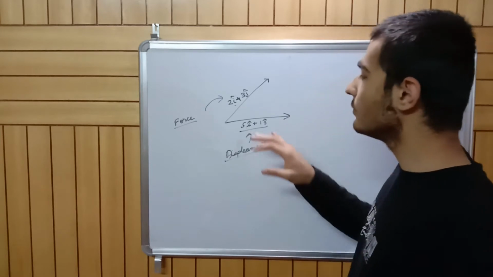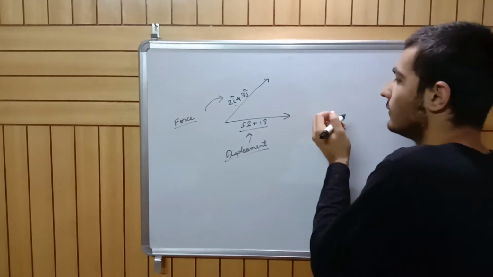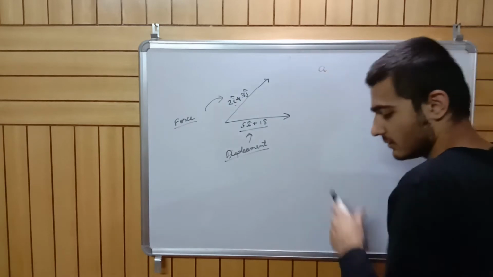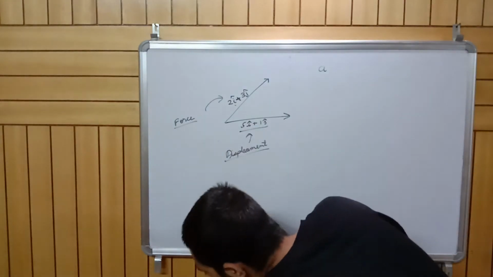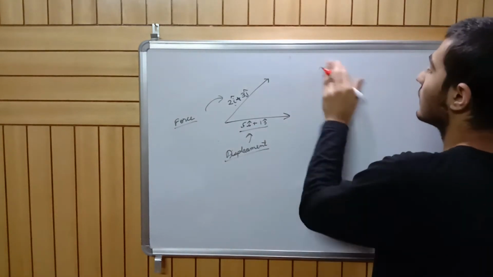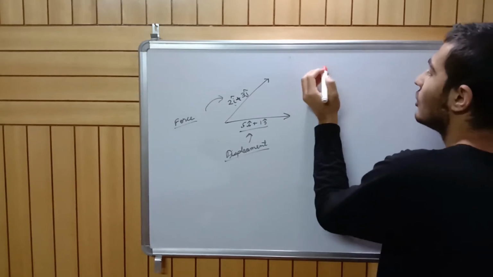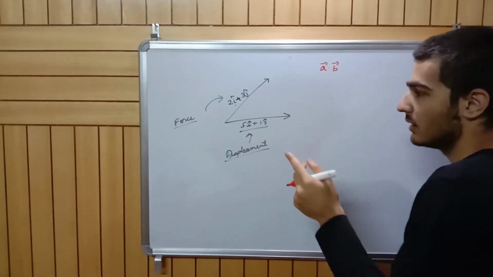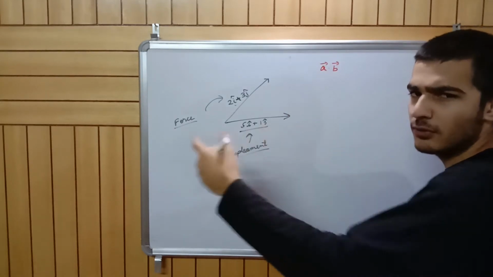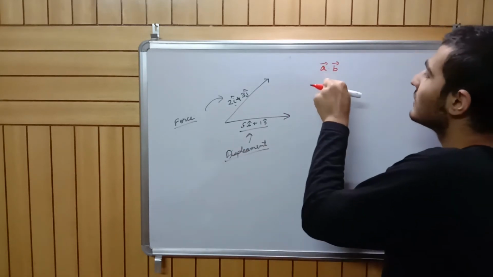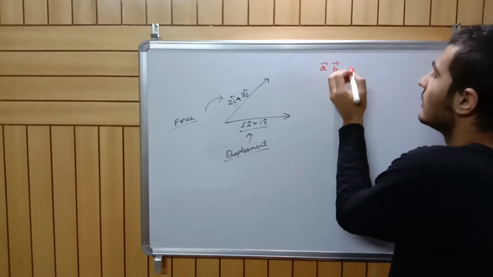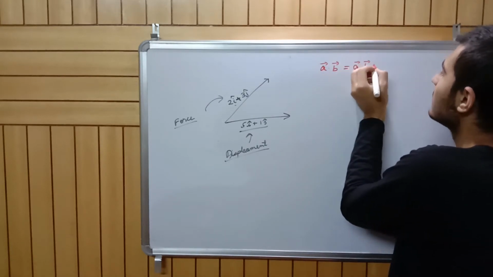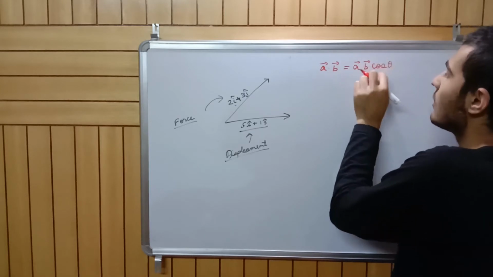And now I have to find the dot product. So what is the dot product? Dot product was A dot B. As work is the dot product of force and displacement, what is the dot product formula? A dot B equals A times B times the cos of the angle between the two.